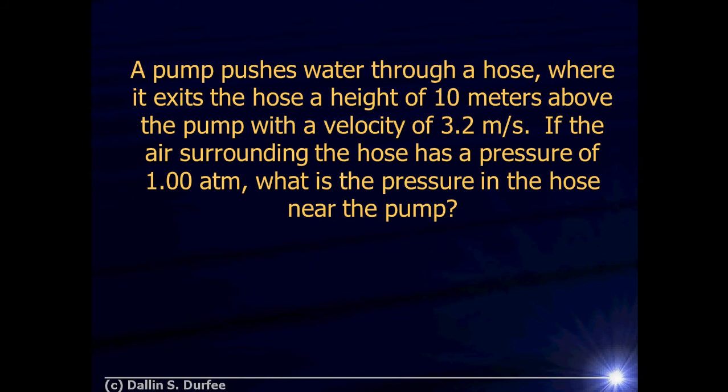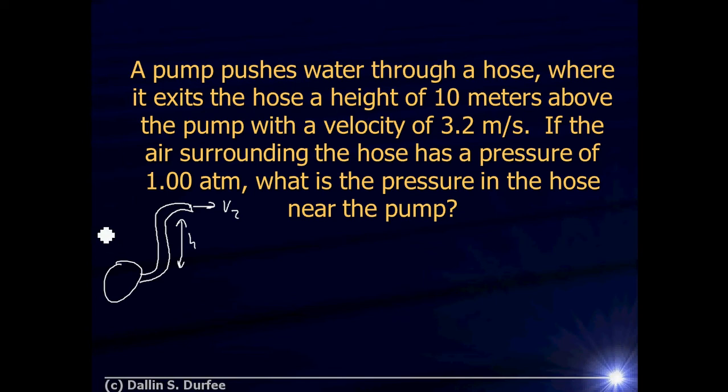A pump pushes water through a hose where it exits the hose at a height of 10 meters above the pump with a velocity of 3.2 meters per second. If the air surrounding the hose has a pressure of 1 atmosphere, what is the pressure in the hose near the pump? Okay, so we've got a pump, and it's pushing water up a hose, and some height h higher, the water comes out with some velocity v. We'll call this v2, all right?